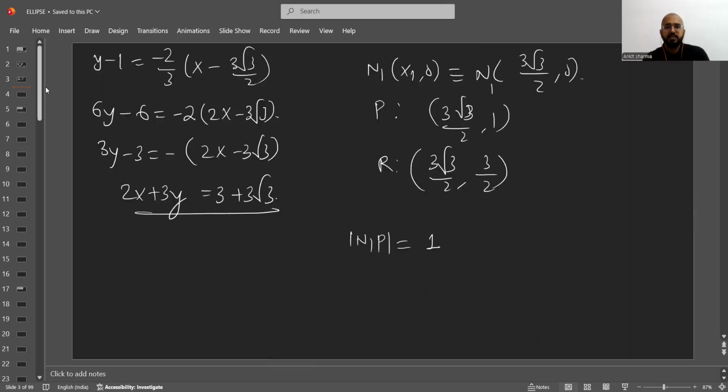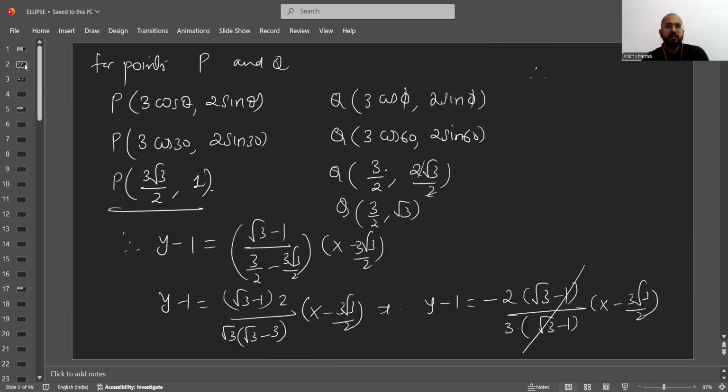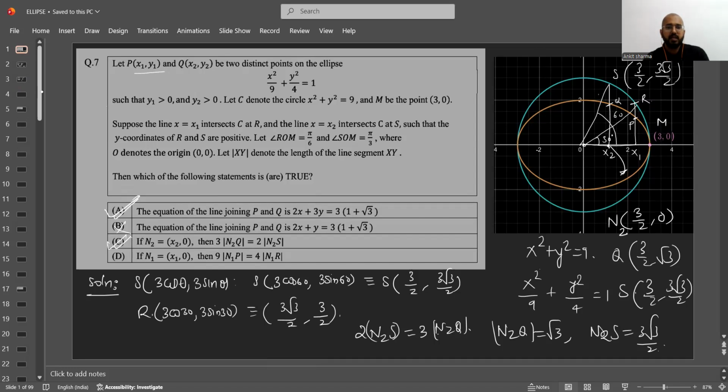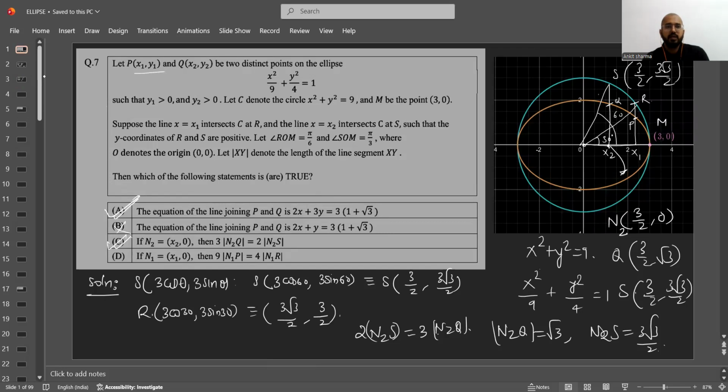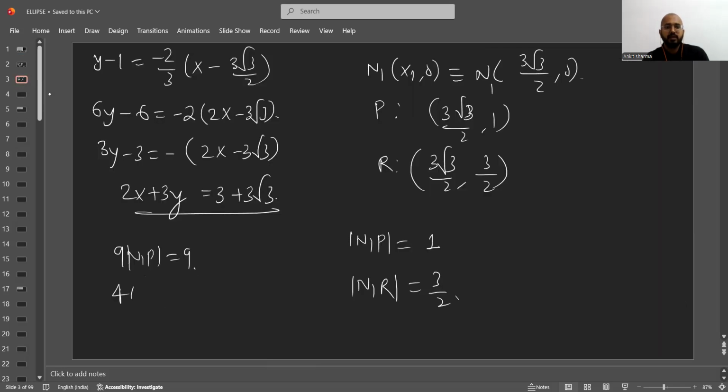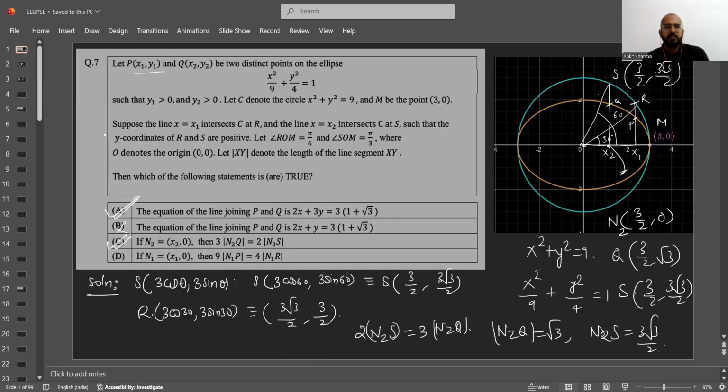So N1R, if we see, then N1R would be 3 by 2, and then I get to see here 9 times N1P. So 9 times N1P would give me 9, and 4 times N1R would give me 6. So yes, they are not equal, but they are saying that these two are equal. So option D would not be correct. That means the correct answer is A and C.